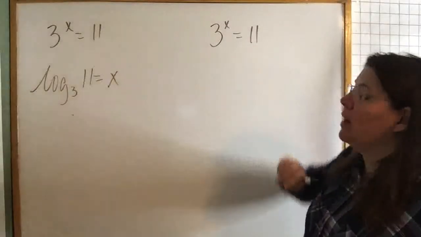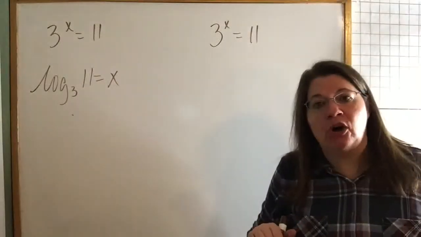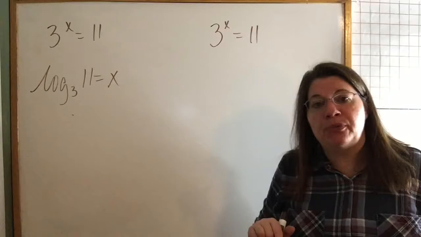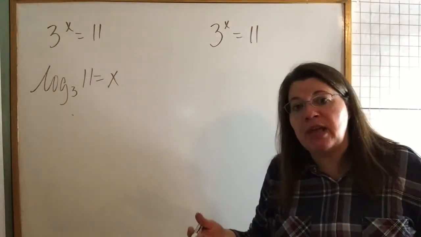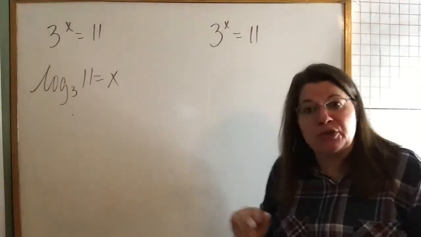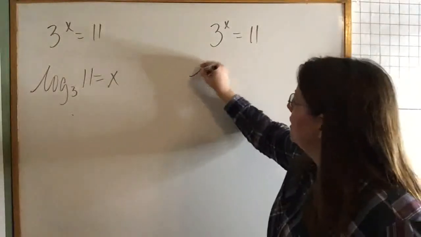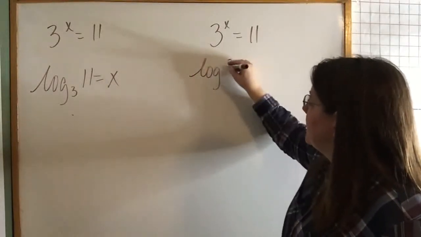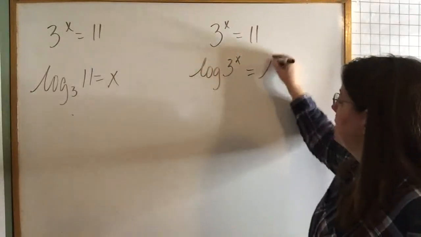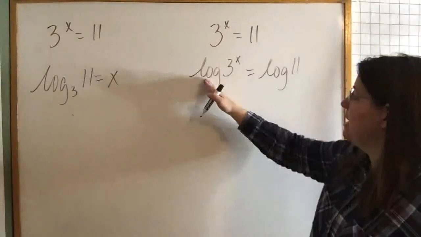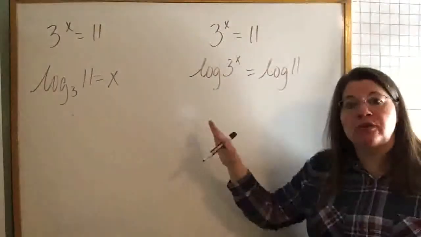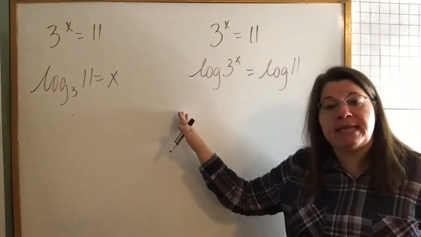And to do that, I'm just going to put a log in front of both sides of this equation. Remember, when you're solving equations, as long as you do the same thing on both sides, you're allowed to do that. So I'm going to place a log in front of the 3 to the x, and I'm going to place a log in front of the 11. Now, by placing a log in front, it is understood that this is a log base 10.